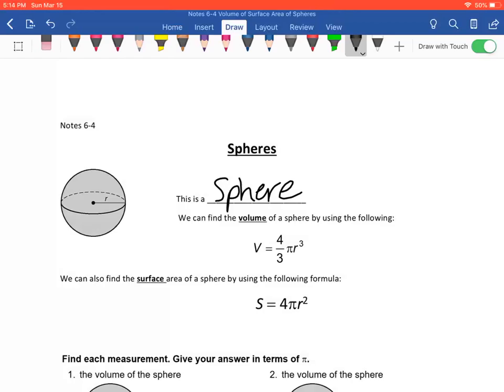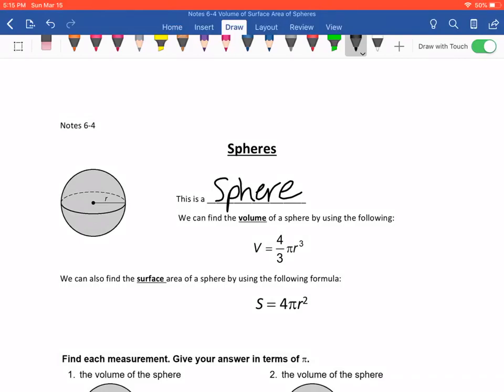Hi guys, today we're going to talk about the volume of spheres as well as the surface area of a sphere. So the figure that you see to your left is a sphere. We can find the volume of a sphere by using the following: V equals 4/3 pi r cubed. Right, so V equals 4/3 pi r cubed.